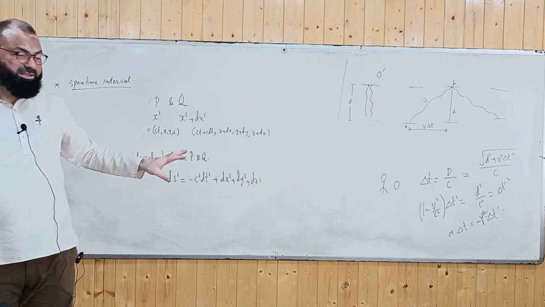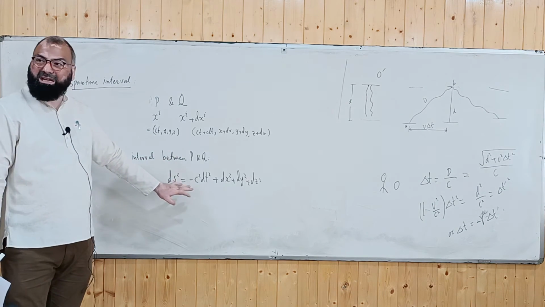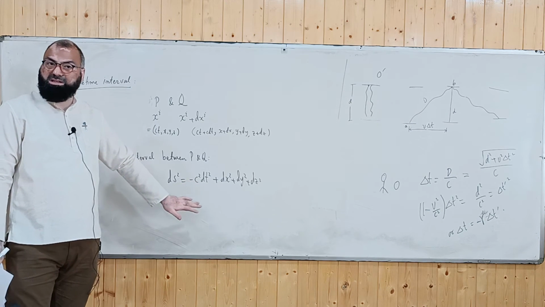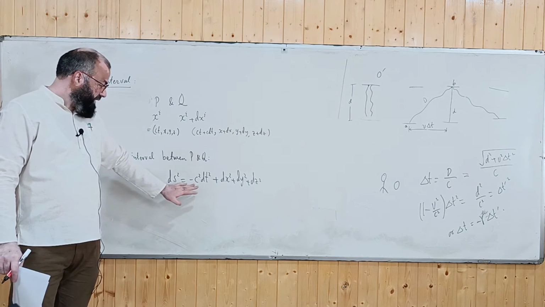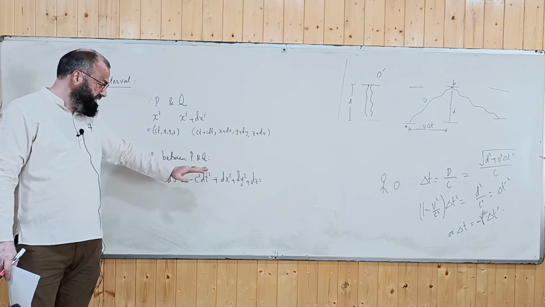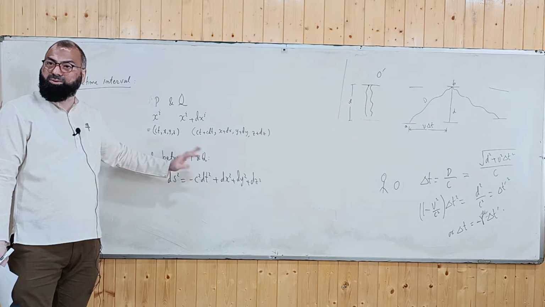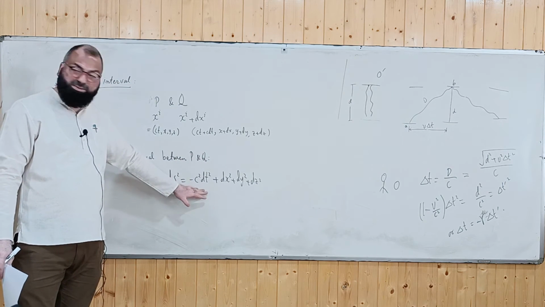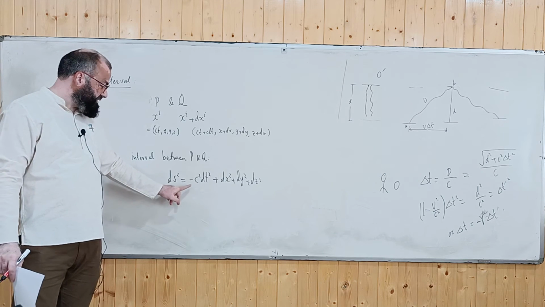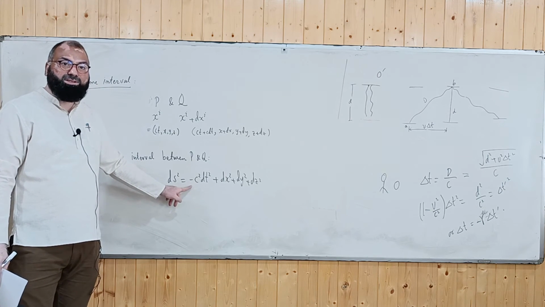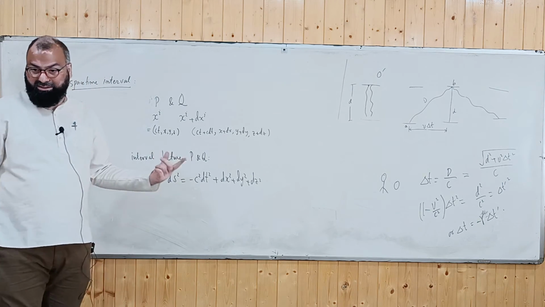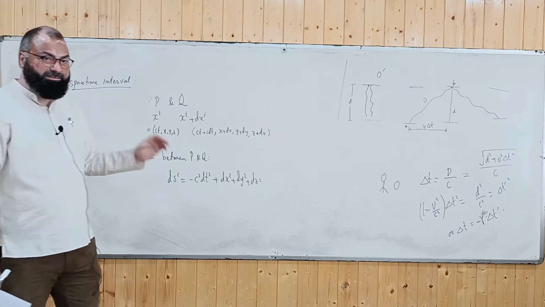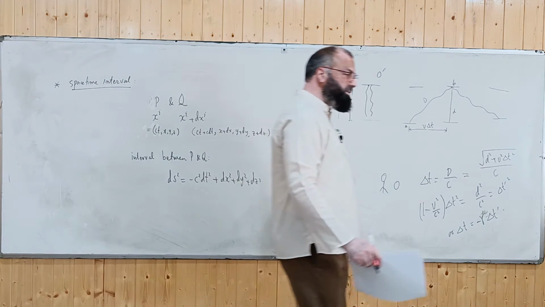But since we are actually in non-Euclidean geometry, or rather Minkowski geometry, we define the length between the two events P and Q this way. There is a sign change here. Clear? And this length we call an interval.